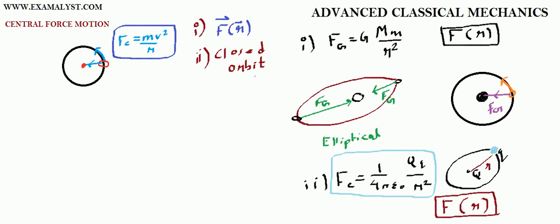Now the question is, what defines whether the orbit will be closed or elliptical? In the next lecture we'll see that the total energy of the object, by which I mean the total energy of the earth, or the object that moves around the source, decides what type of path it will be. That we'll discuss in our next lecture.